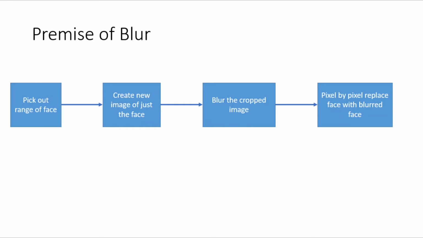Once you detected a face, there's a lot of things you can do with that, such as box a face or cover it with a black square, or even what I'm going to be talking about, which is blur it. So what you do in that case is you pick out the range of your original image that the face is on. You create another cropped image of just the face, blur that cropped image, and then overwrite onto your original image, pixel by pixel, what your blurred cropped image is.